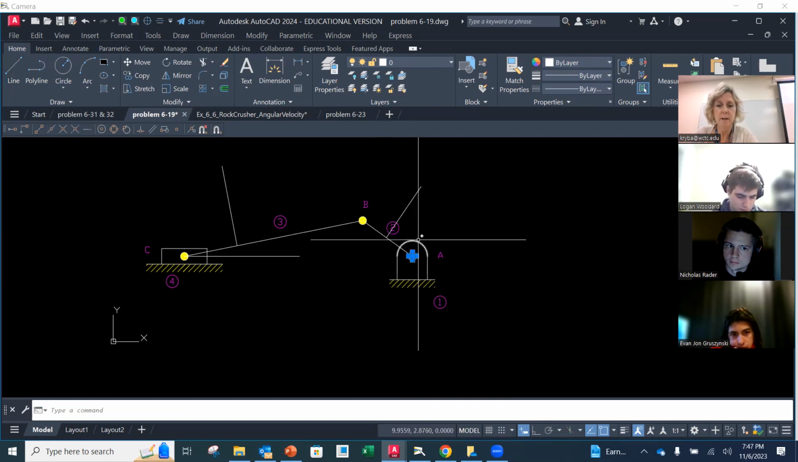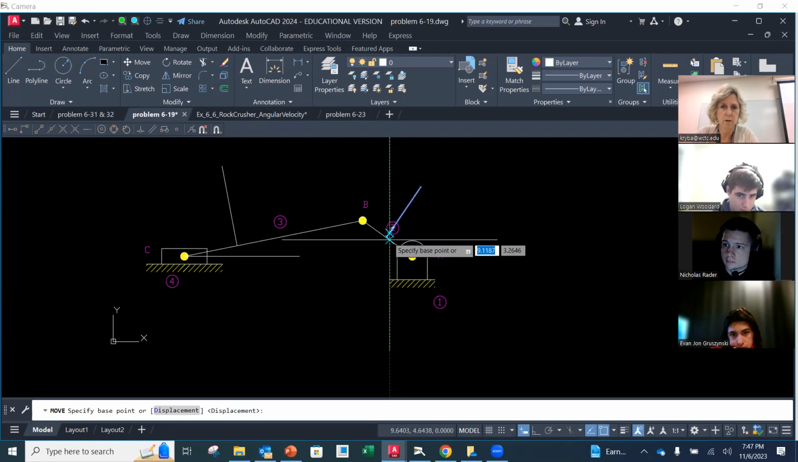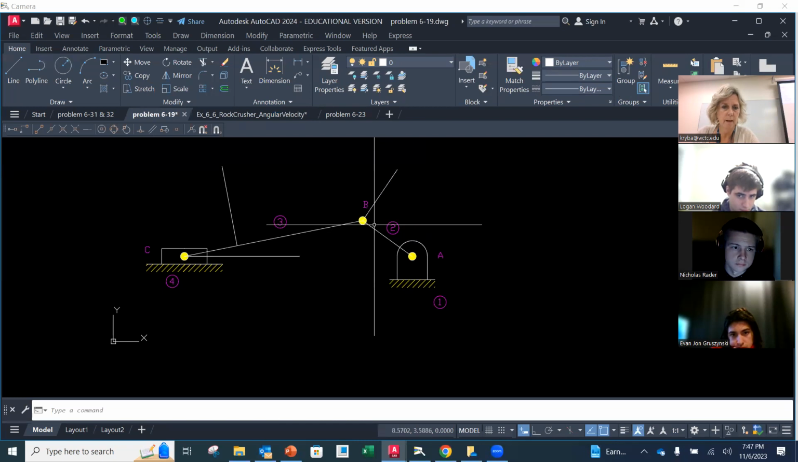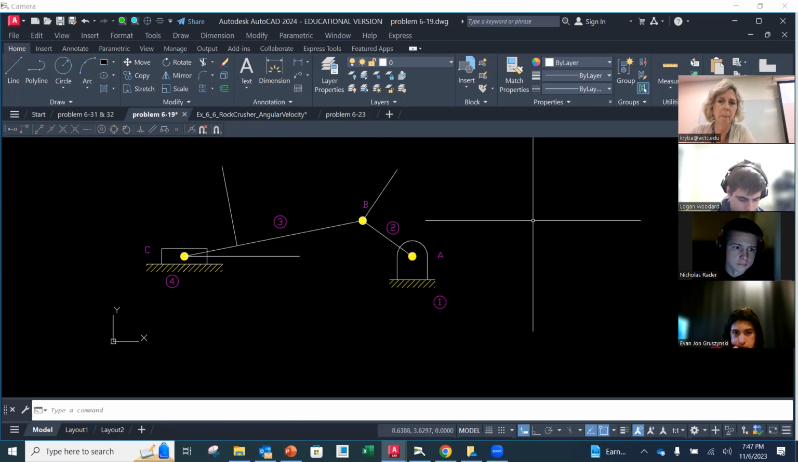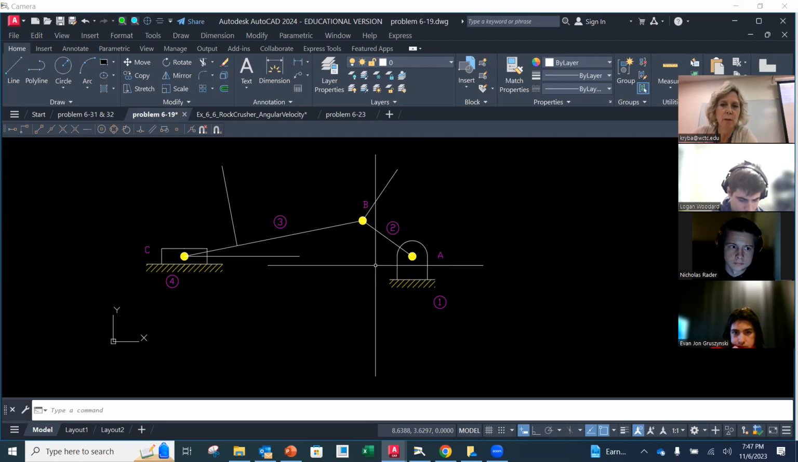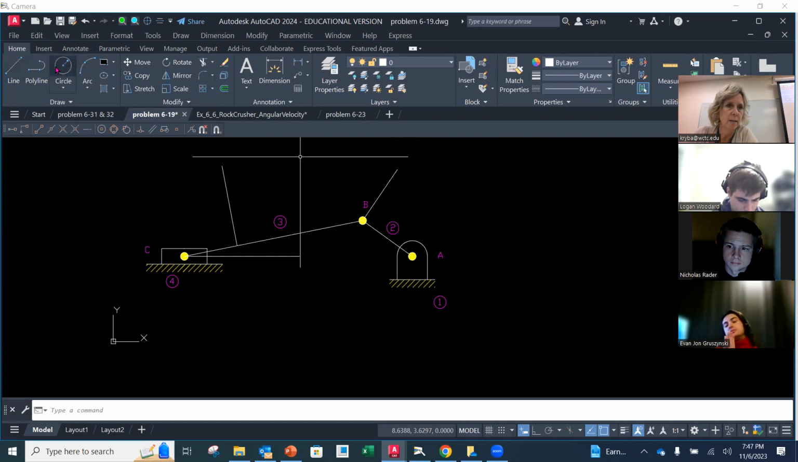Okay. And that's going to represent, and I'm going to move it to the endpoint there. And that's going to represent point B going up and to the right, because the rotation of this is going to be clockwise. So we could put a clockwise rotation on here.